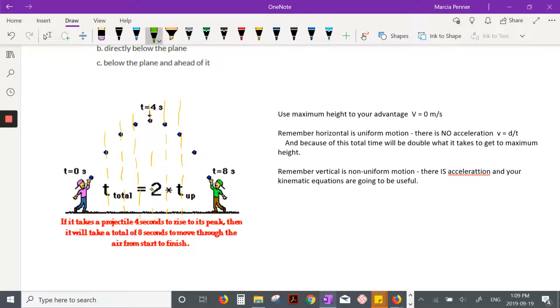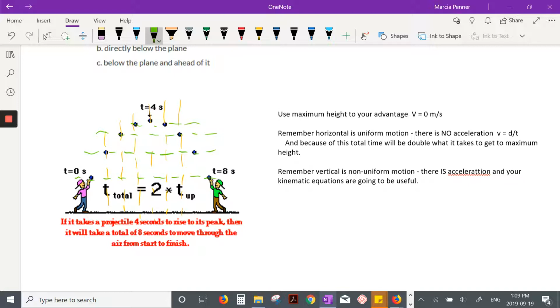However, the same is not the case vertically, where the space in between each is first decreasing because it's working against gravity, and then increasing because it's working with gravity. So again, we can see that there is non-uniform motion in the vertical direction.